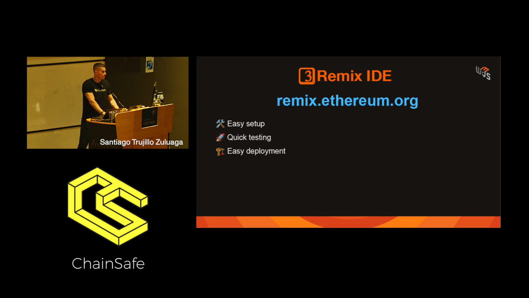Perfect. So this is, I would say, the best tool to write smart contracts and to get started: Remix IDE. If you want, you can start going there, remix.ethereum.org. This is a really easy setup. It will help you have quick testing with a virtual machine from Remix. So that's really fast, and also easy deployment as well.